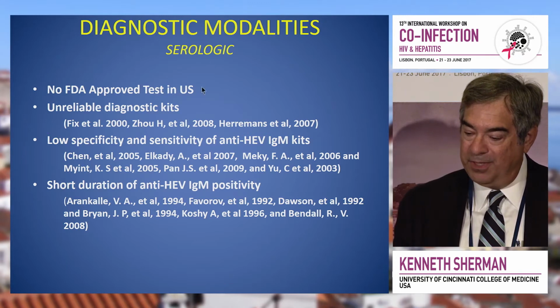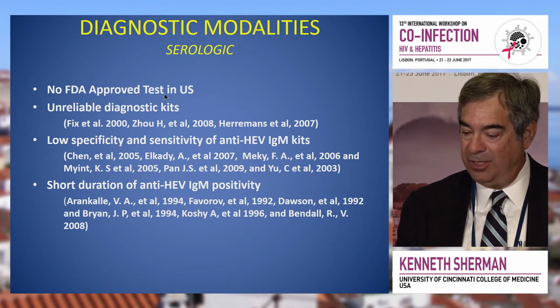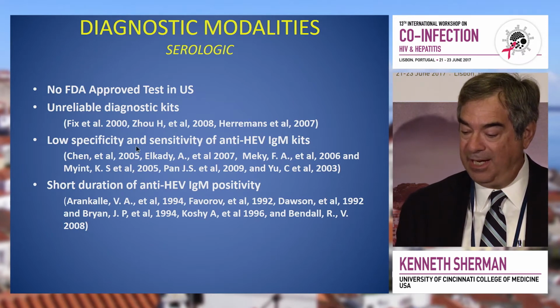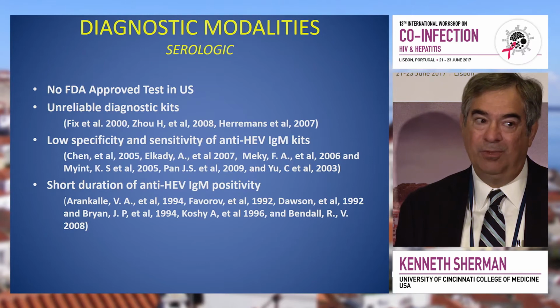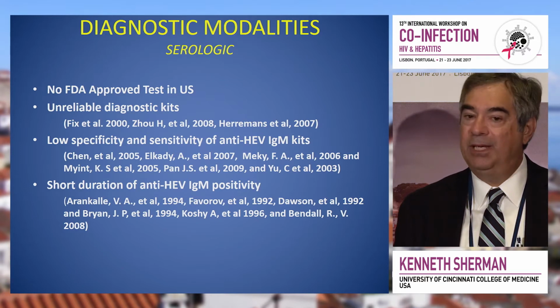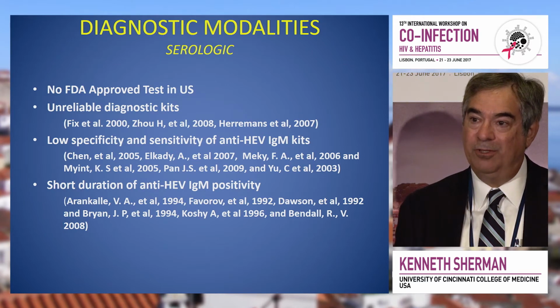So what are the problems? Well, we have issues with the diagnostic tests. In the US, there are no FDA-approved tests. The tests that are available and produced as a group have been relatively unreliable, with low specificity and sensitivity. And the duration of the anti-HEV IgM is relatively short as well. So if one doesn't catch the patient within just a few weeks of infection, you may not know that you were dealing with acute infection, but may be seeing a decompensated patient of unknown etiology that you may attribute to other sources.